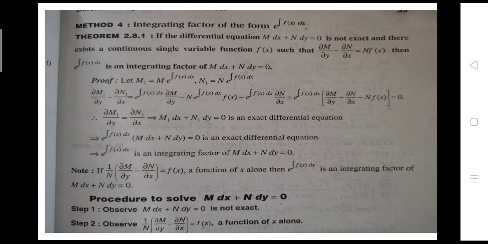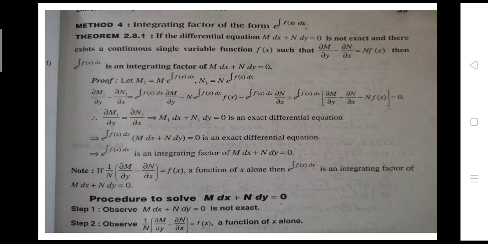Today I am going to discuss integrating factors and continue from the last class. Today the new method to find integrating factors is of the form e power integral f of x dx. Integrating factor of the form e power integral f of x dx. Now we see one theorem based on the above integrating factor.